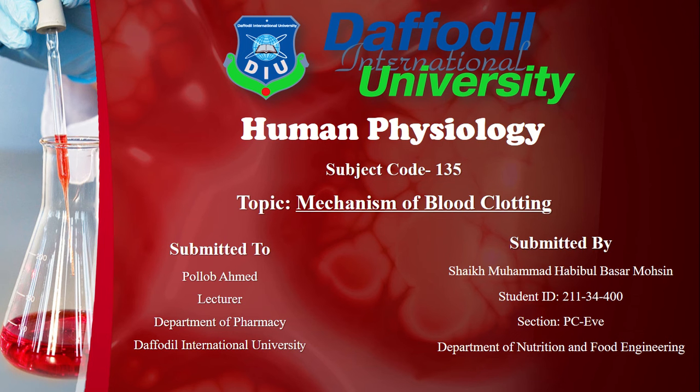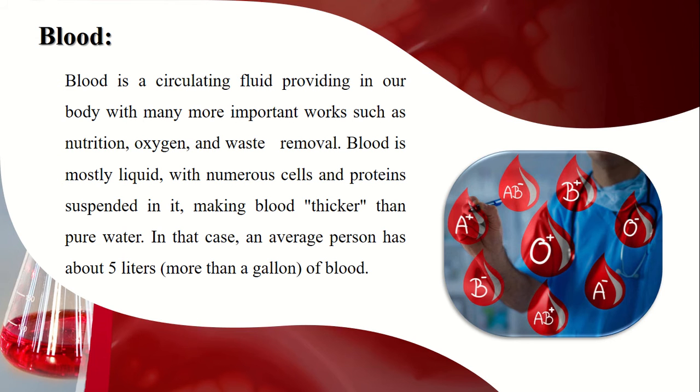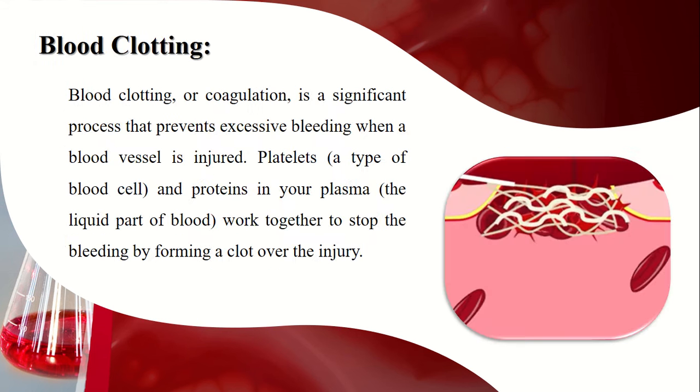Welcome to my presentation. My presentation topic is mechanism of blood clotting. I'm going to start with the definition of blood. Blood is a circulating fluid providing our body with many important functions such as nutrition, oxygen, and waste removal. Blood is mostly liquid with numerous cells and proteins suspended in it. It makes blood thicker than pure water. An average person has about 5 liters of blood.